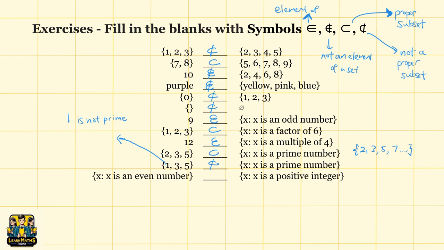Now, last one, let's finish it quick. The set on the left represents X, where X is an even number, and the set on the right represents X, where X is a positive integer. So think about it this way. On the left, you have integers 2, 4, 6, 8, 10 all the way, while on the right you have x equal to 1, 2, 3, 4, 5 and all the way. You can see that every element in the set on the left is also in the set on the right side. Therefore, we will say that the set containing x where x is an even number is a proper subset of the set where x is a positive integer.